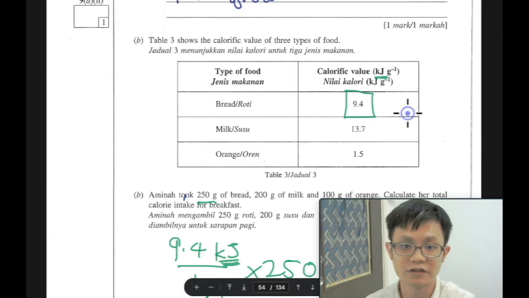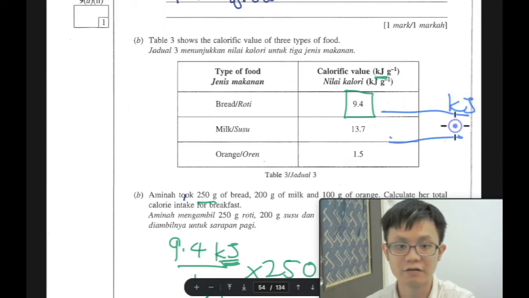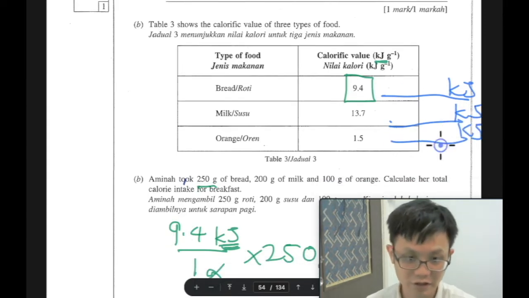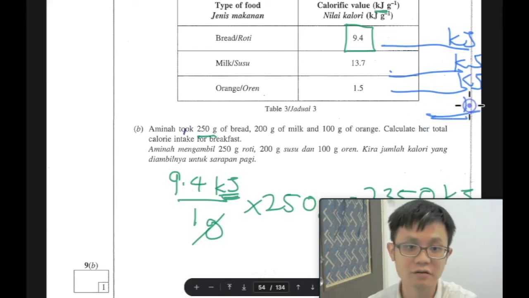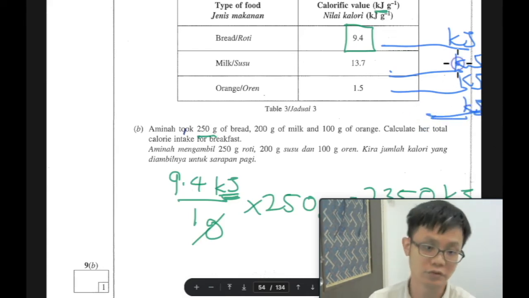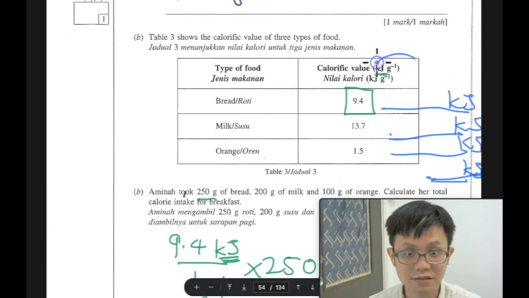You will get the amount for this one, 2350 kJ. You will do the amount kJ. You get the amount kJ. And when you total up in the algebra expression, you also get the total kJ.